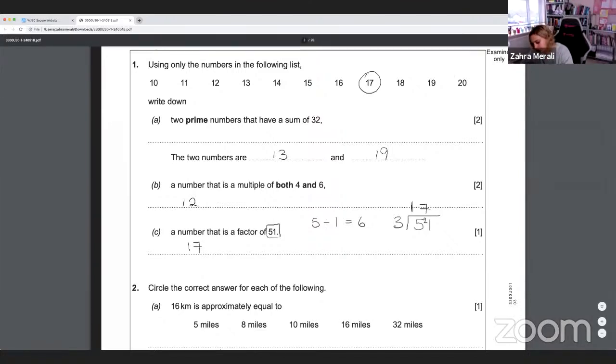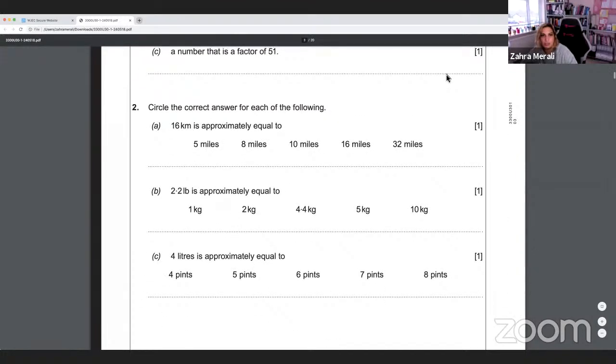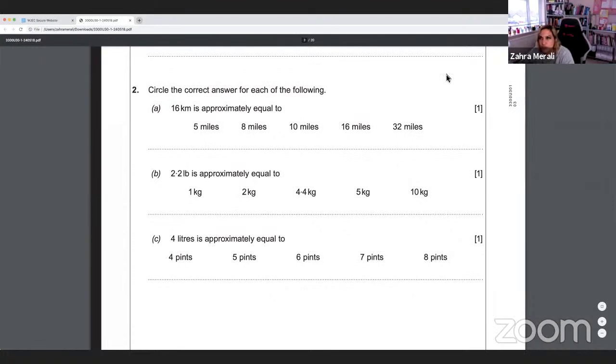Okay, if we now scroll up, now this board is unique in the fact that it requires you to know metric to imperial units. So let's first write down a list of all the different ones that you may need to know. In the calculator paper, there's a way to do it on your calculator. But as this is the paper one, which is non-calculator, we need to know these. So let's think, what's the imperial and what's the metric?